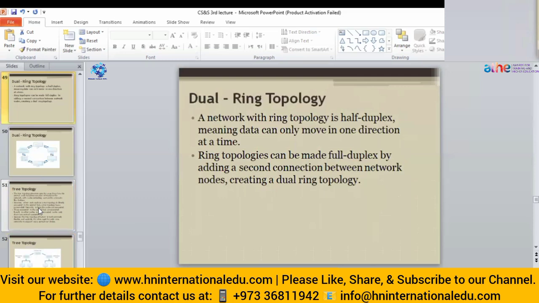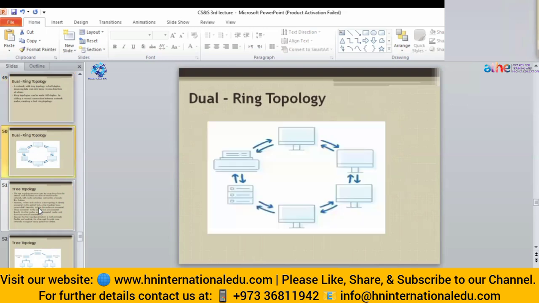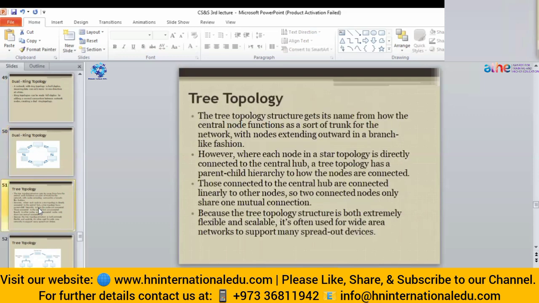Now the dual ring topology. A network with the ring topology is half duplex, meaning data can only move in one direction at a time. But when we are using the dual ring, the data will be sent in both directions at the same time. So that will be full duplex, adding a second connection between the network nodes. One is to send the data, and the second one is to receive the data. So both directions will be followed by using the dual ring topology.